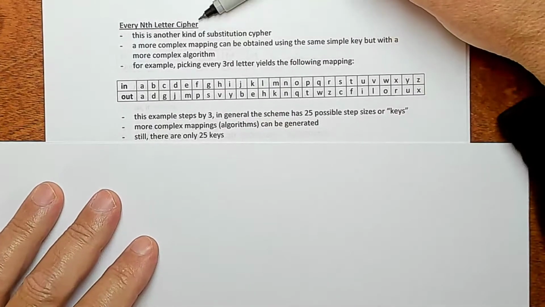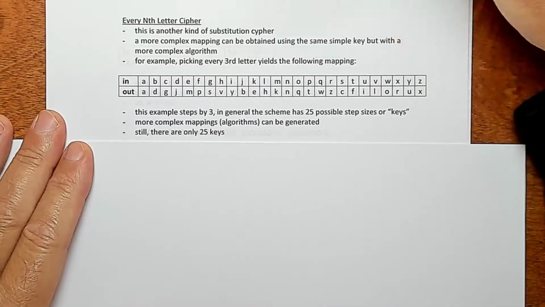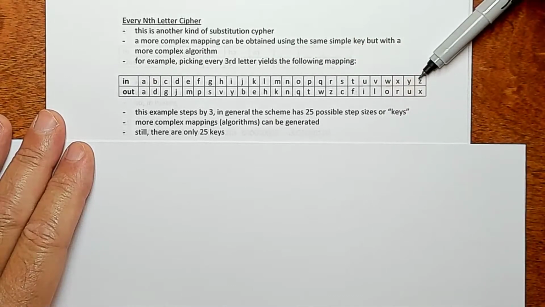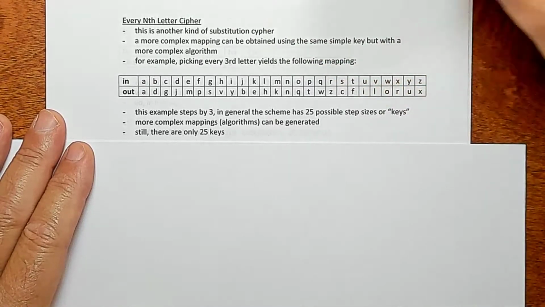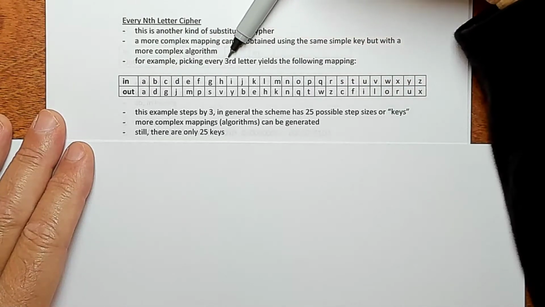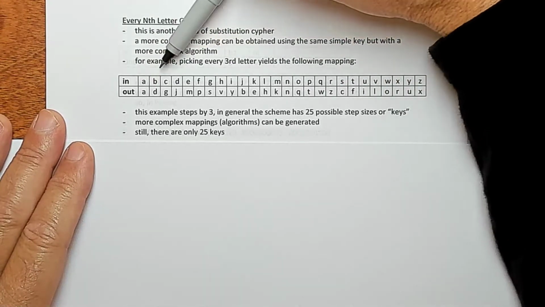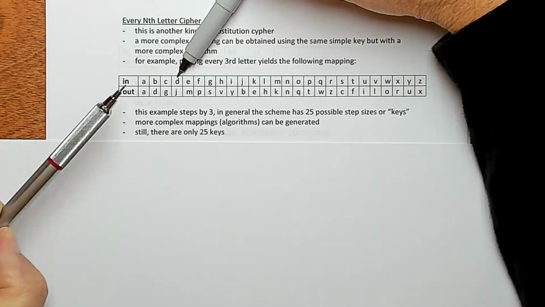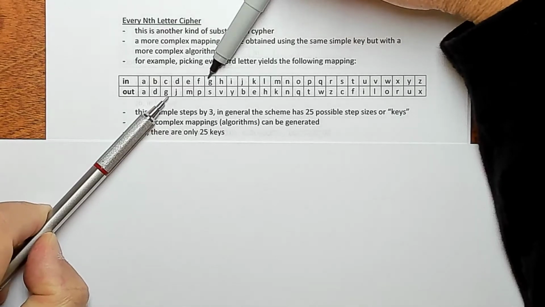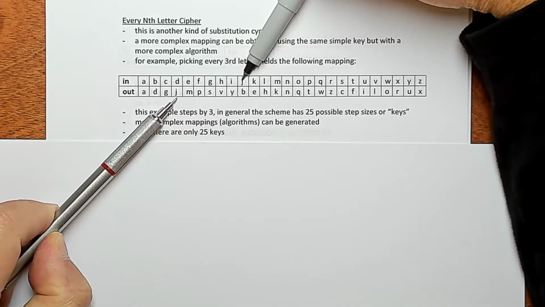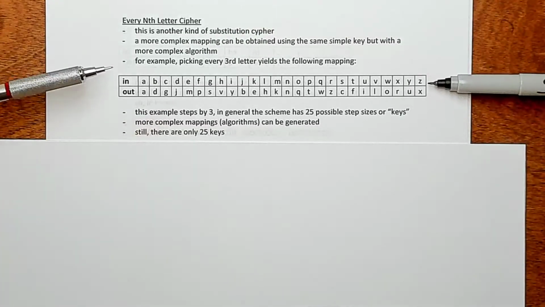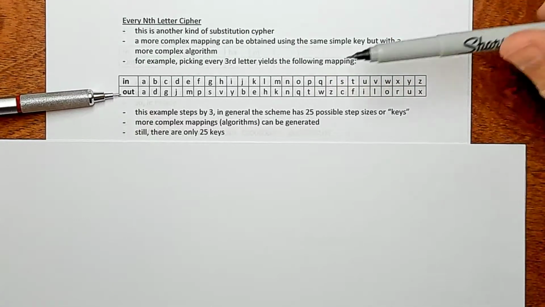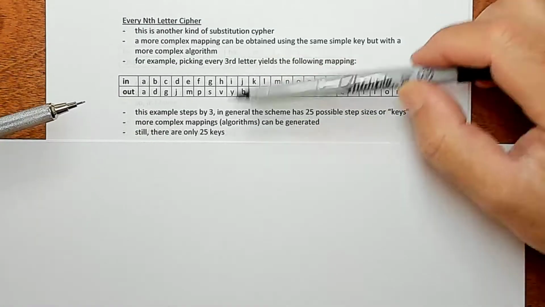So here we have the every nth letter cipher, where we generate a mapping by picking every nth letter out of the original sequence. So if we're picking every third letter, we'd go A, and then 1, 2, 3 would be D. Okay, so D comes over here, and then 1, 2, 3 would be G, and then 1, 2, 3 would be J, like that. So you generate an output mapping by just picking every third letter. It's still just a straight substitution.